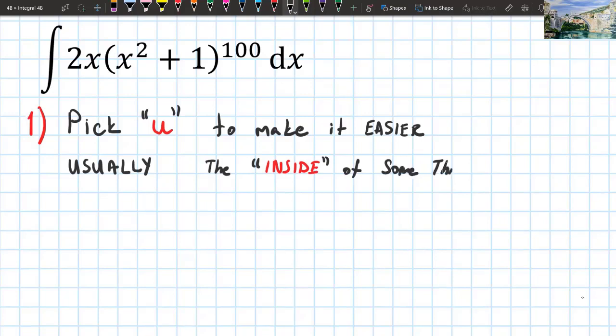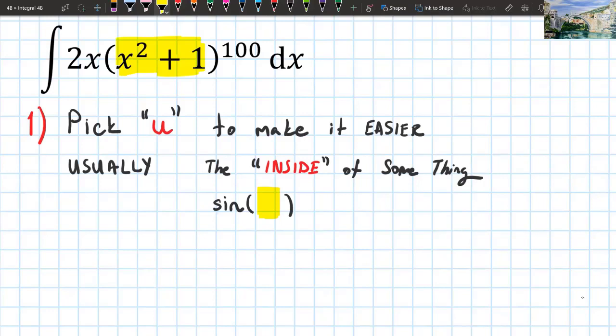Something, the inside of something. Here the inside function is x squared plus 1. Usually it will be the inside function. No need to be like that, but 99% it will be like that. If you have a trigonometric function, usually this part will be u. So this part will be u.